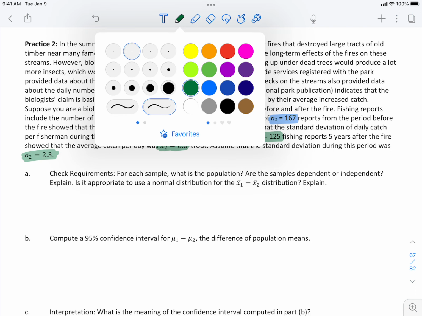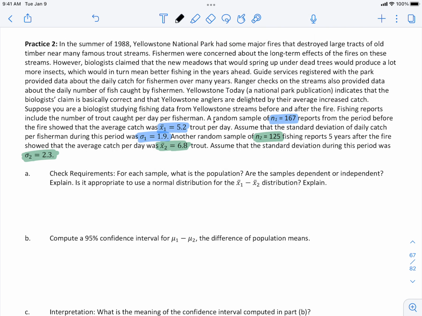And we have for both of these that they were random samples, which is important. All right, for each sample, what is the population? Are the samples dependent or independent? Explain. Is it appropriate to use the normal distribution for the X1 bar minus X2 bar distribution? Explain. So we have our N1 is before the fire, and N2 is from after.